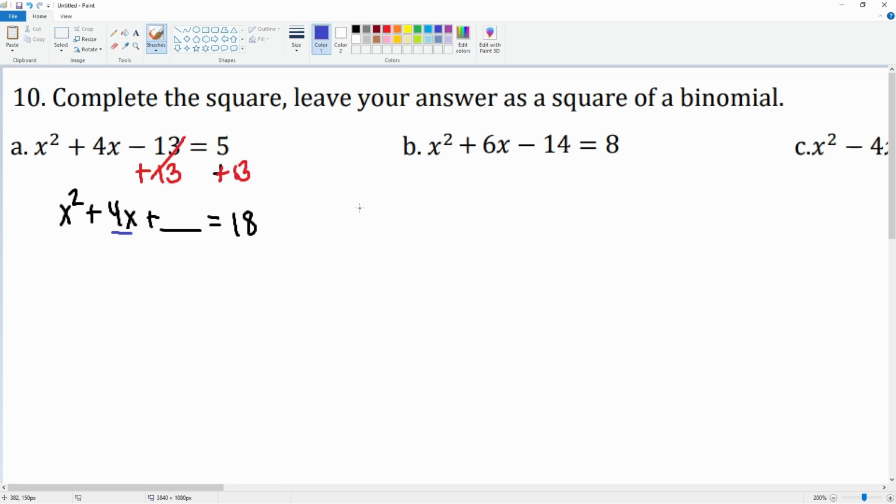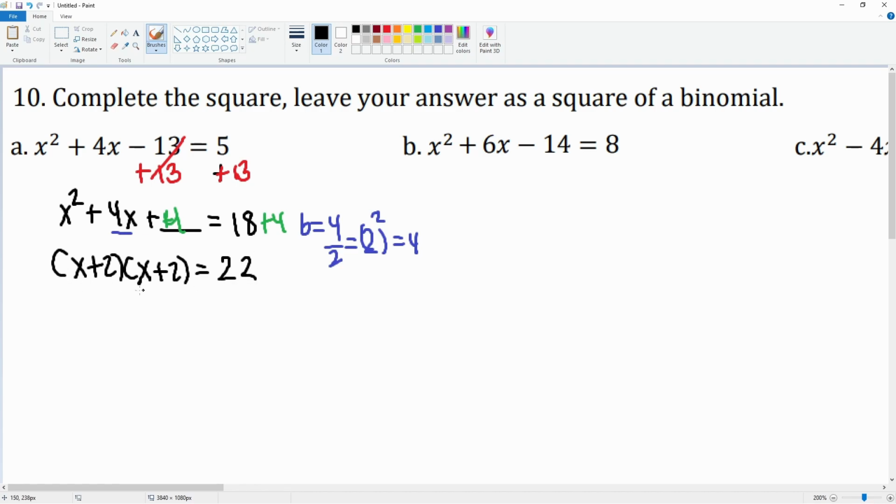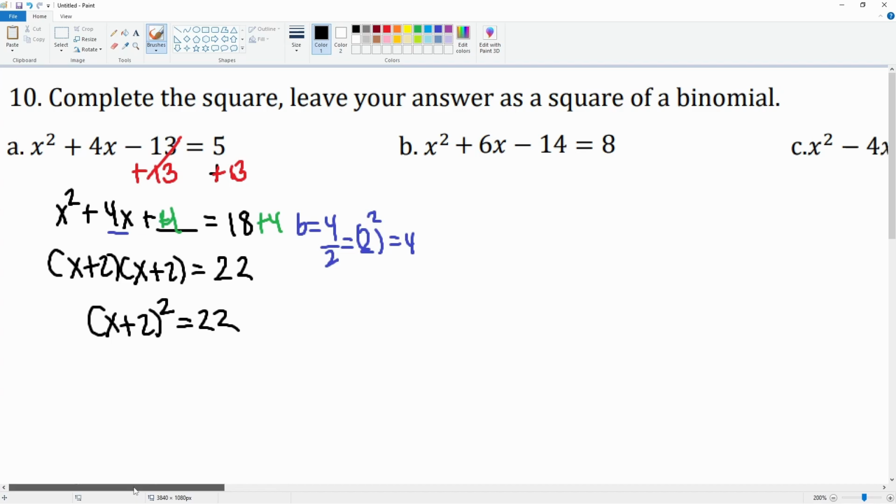So that b value here is 4. We divide that by 2, that becomes 2. We square that, that becomes 4. So we're going to add the 4 to both sides. This allows us to factor the left. Two numbers that multiply to 4 and add up to 4 would be 2. So that factors into x plus 2 squared equals 18 plus 4, which is 22. We can write the left side as a square binomial. So x plus 2 squared is equal to 22.